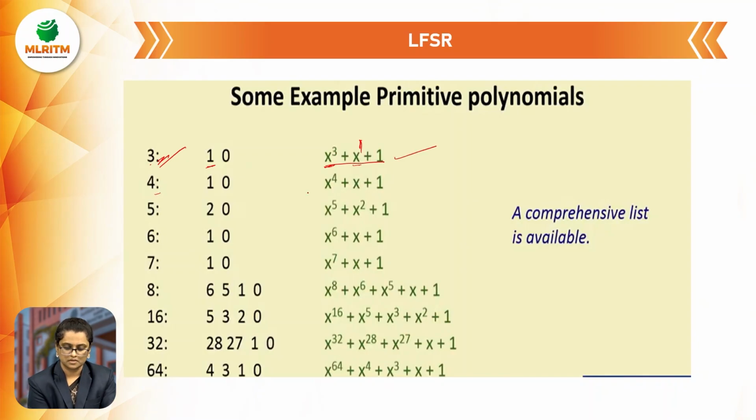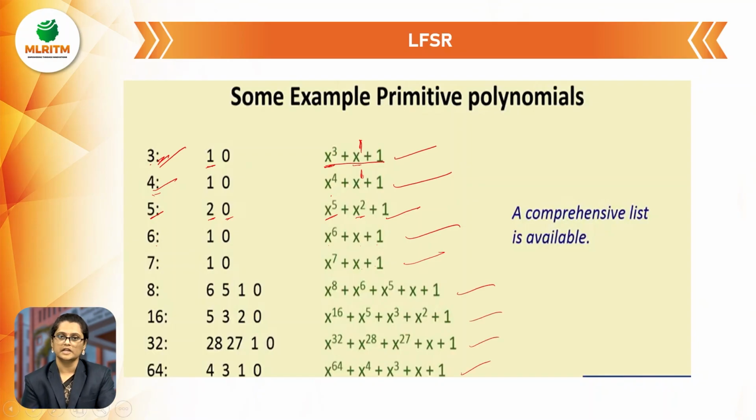For 4-bit, x power 4 as it is, then x power 1, and 0 means 1. This is the polynomial equation for 4-bit. Like this, for the 5th bit, x power 5, x power 2 plus 1. For 6 bits, x power 6, x plus 1. For 7-bit, x power 7 plus x plus 1. Like this, we can use these polynomial equations directly.